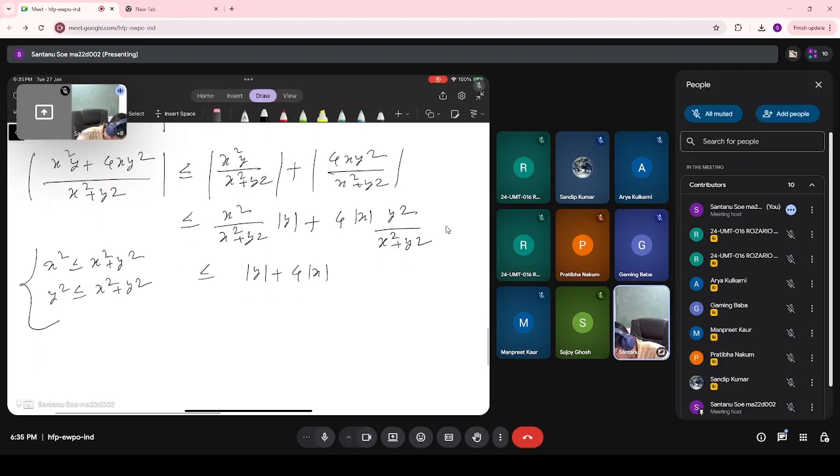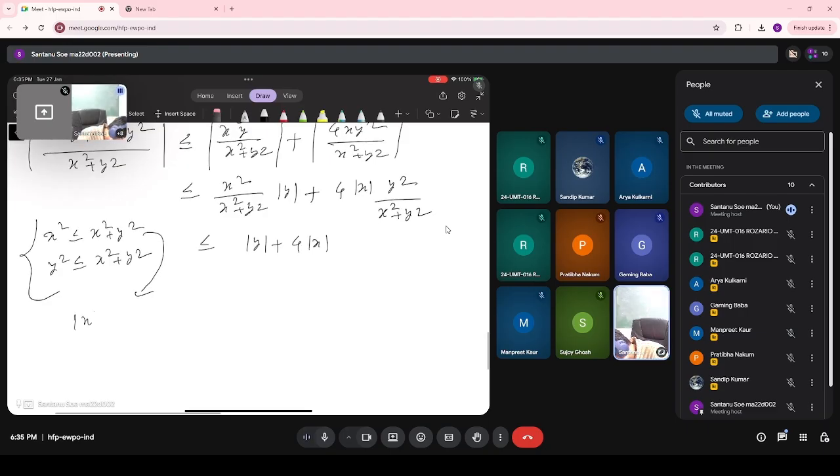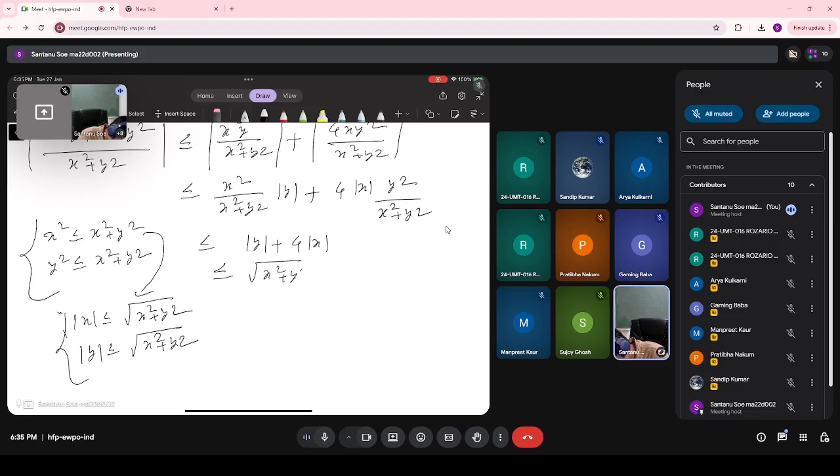Another observation we have to make from here is that |x| is less than or equal to √(x² + y²), and |y| is also less than or equal to √(x² + y²). So this will be √(x² + y²) plus 4 times √(x² + y²). So this is 5 times √(x² + y²), right?